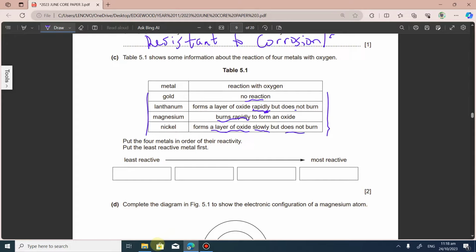So the least reactive here is the one that didn't give any reaction, which is gold. So gold will be first here. Now after gold, which other one do you think is slower? Which is what? Nickel. So what happens here is nickel burns slowly. So nickel is included here. And after nickel, we have lanthanum, because it burns rapidly, and then magnesium that burns more rapidly.